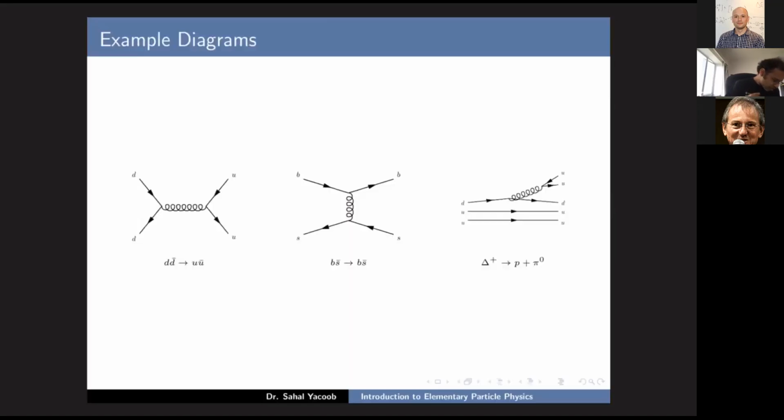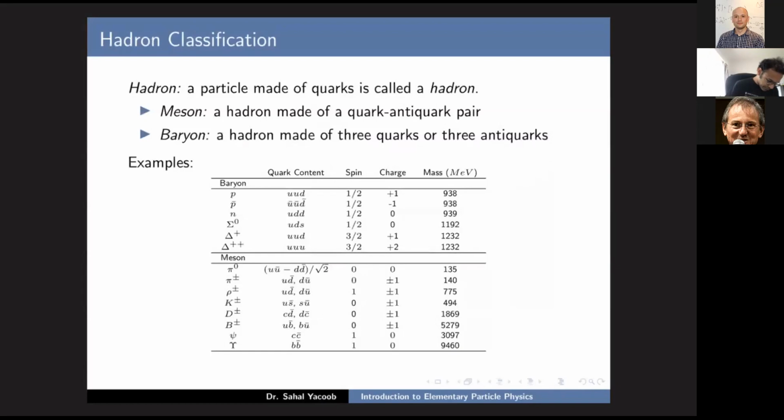Sahal. Yes. There is a question which we can also attribute to the current slide. Does the gluon Feynman diagram always show as a circular line?